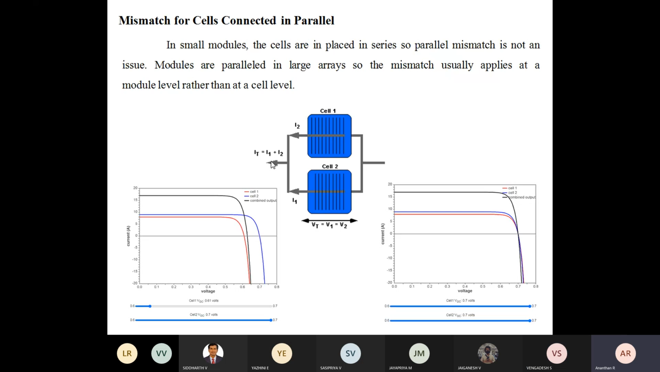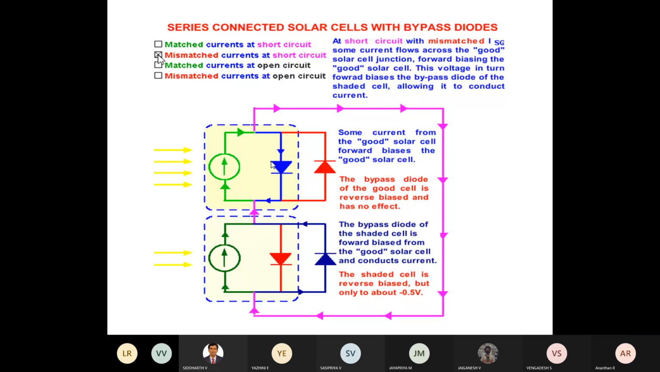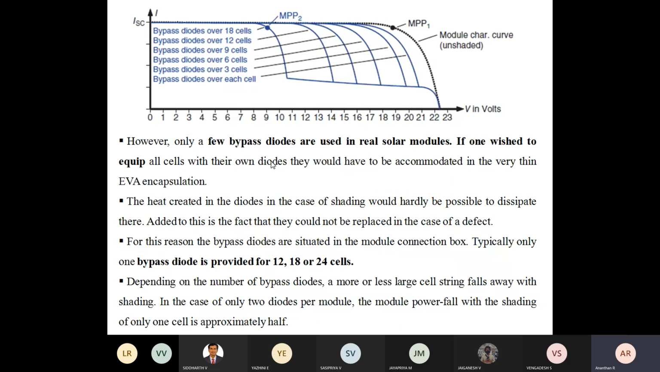So first one, as I indicated here, if you look at the slide here, if one shaded cell is introduced in the whole module, because of that your lost power will be this much. If you increase the number of cells, your lost power will be very great. So this is the reason.